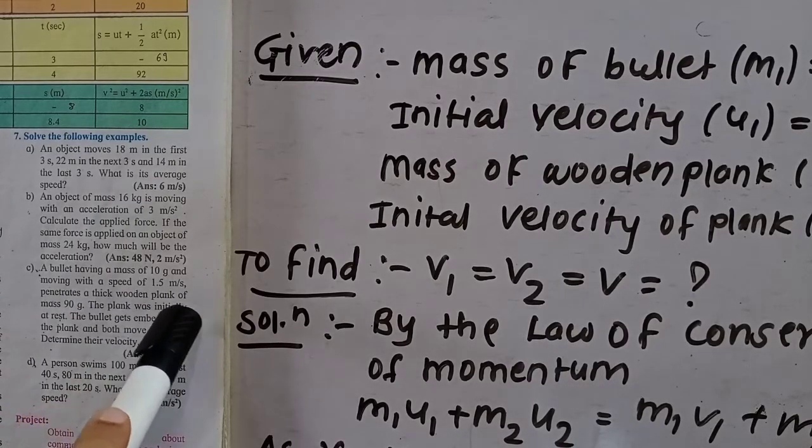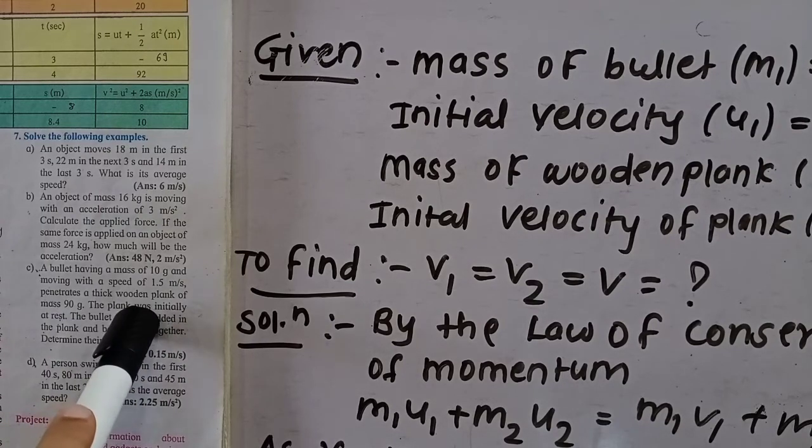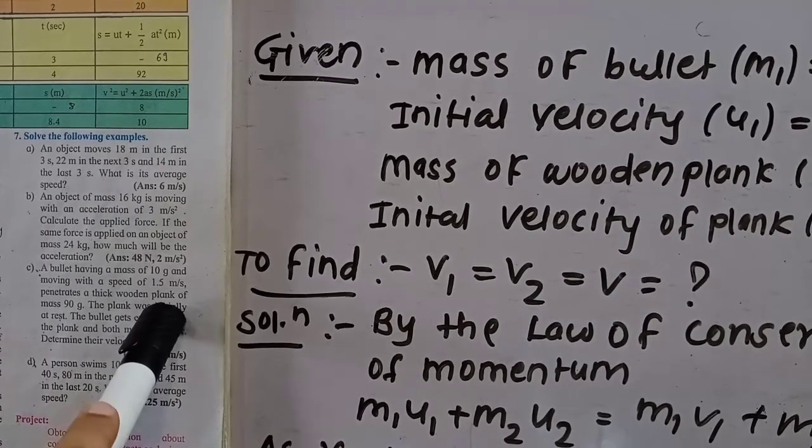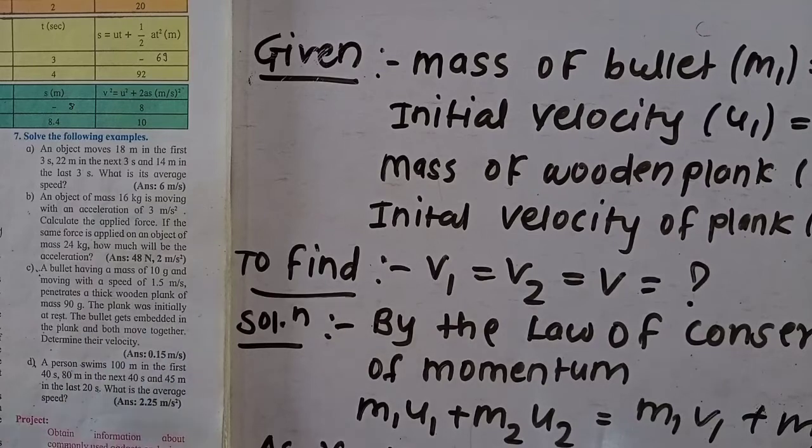The plank was initially at rest. So what is the initial velocity of the plank? u2 is 0. The bullet gets embedded in the plank.